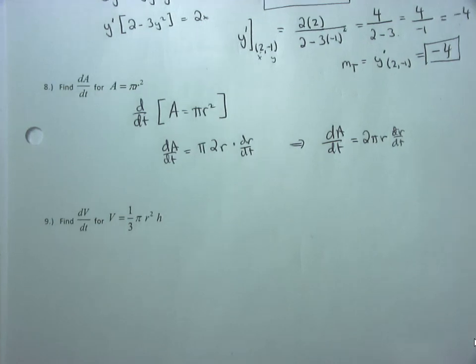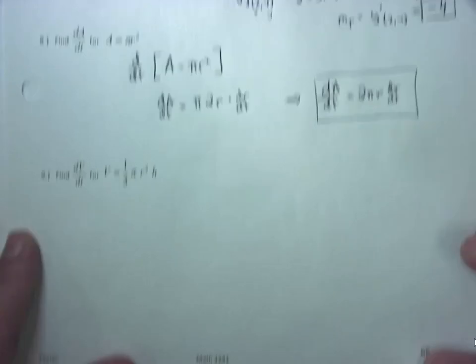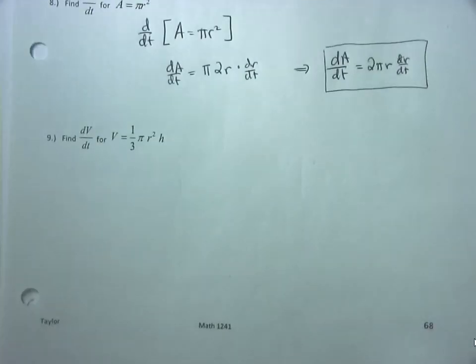And so, how nasty can this kind of stuff get? Well, wait. Look at the next one. We want you to find dv over dt for V equals 1/3 pi r squared h. Okay? Do you guys happen to know what the equation is of 1/3 pi r squared h is? You know what V stands for, right? Volume, okay, I'm just checking with you guys.